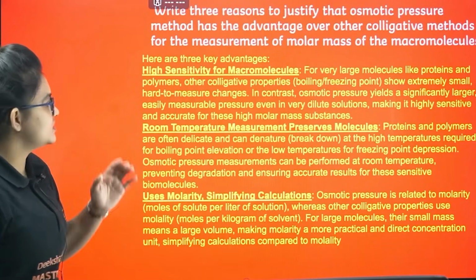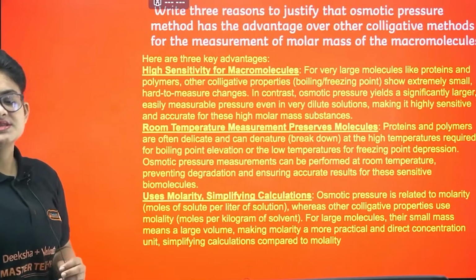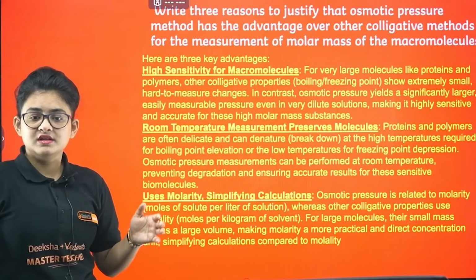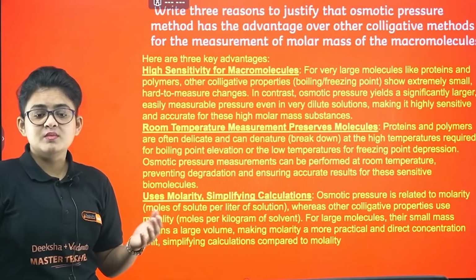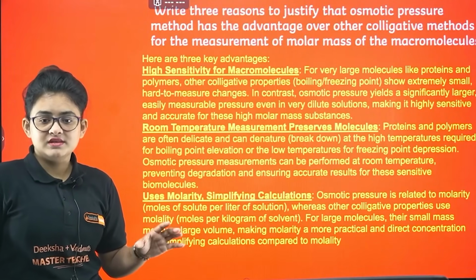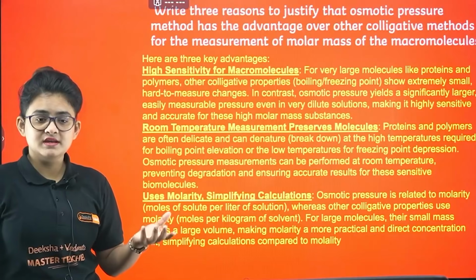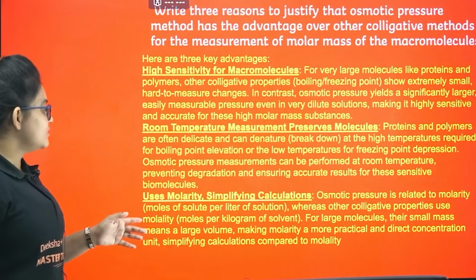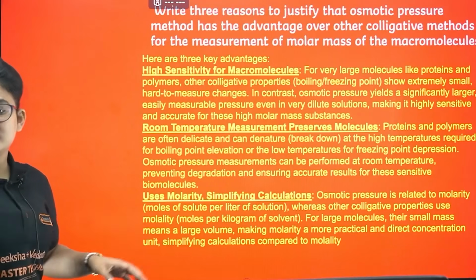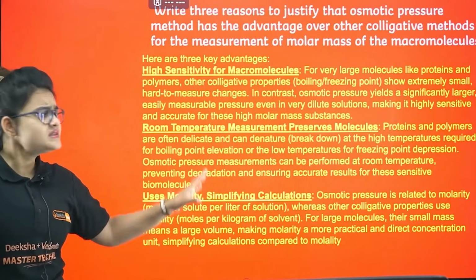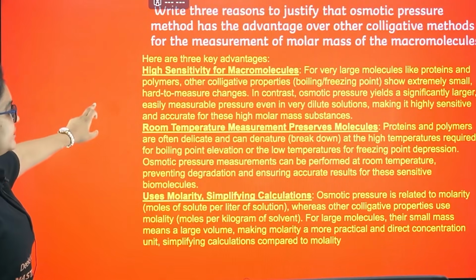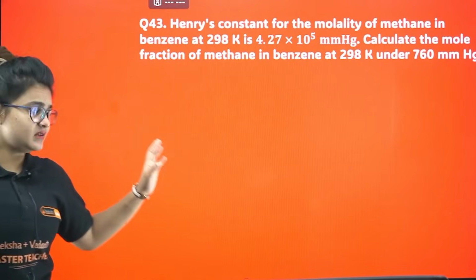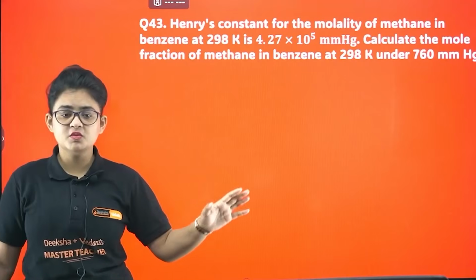Next is room temperature measurement preserves the molecule. Sometimes at high temperature or low temperature, as you are varying the temperature, they can denature, right? They can break down, right? So that's the reason the osmotic pressure method is more applicable, because it can be done at room temperature. Next, use of molarity simplifies the calculation. I guess this is clear to you. Let's proceed further. Here comes a few numerical problems we will discuss, from the model papers.